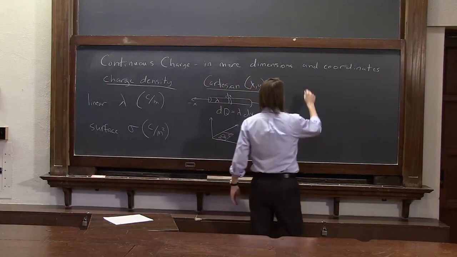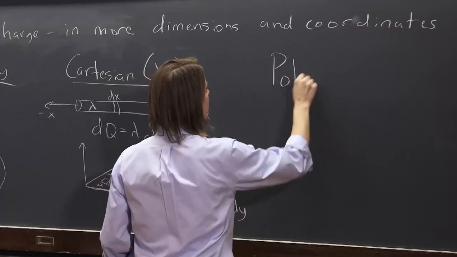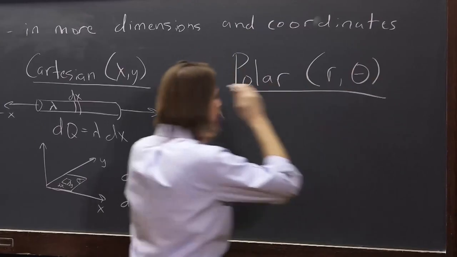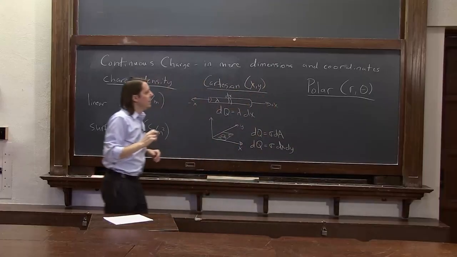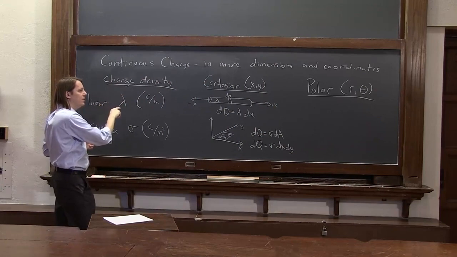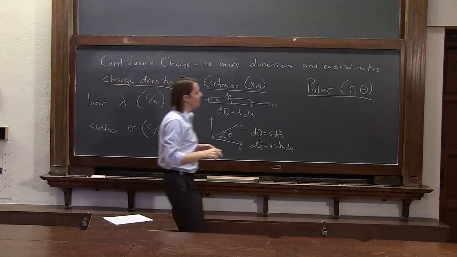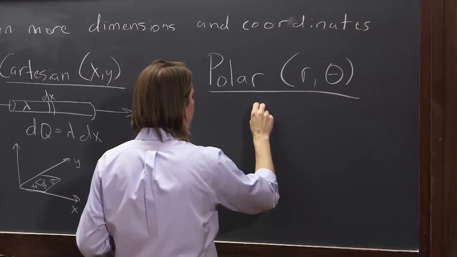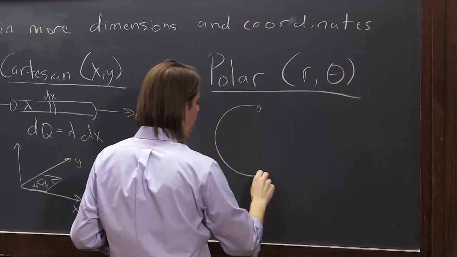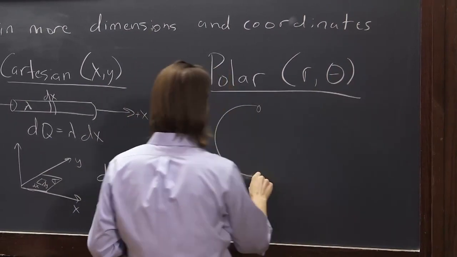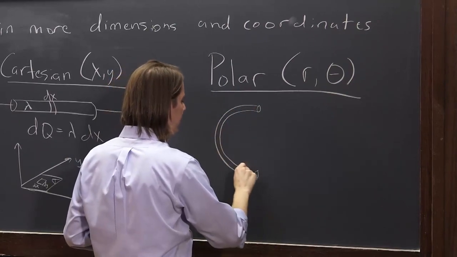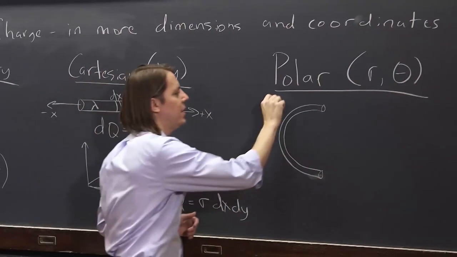You may also want to use, for some problems, polar coordinates. So these are usually given as r, theta. And you can have problems that are still 1D charge, linear charge density, but in polar coordinates. And the example is this. If you have essentially a line of charge or a thin rod of charge that's bent into a semicircle, so say it comes down like that, and then this also goes around like that. And you're still just given lambda.